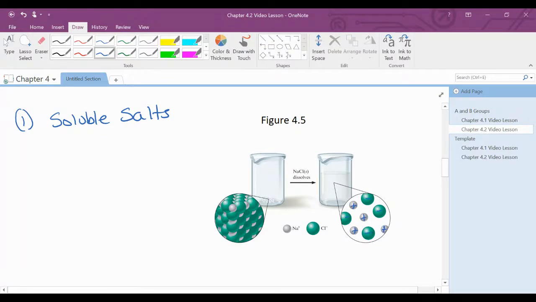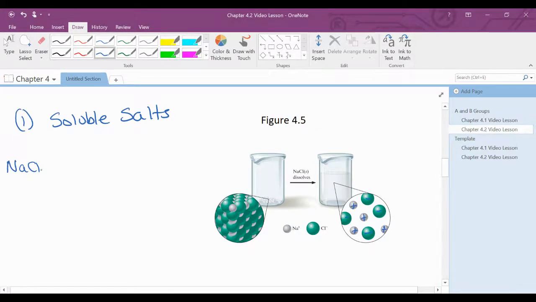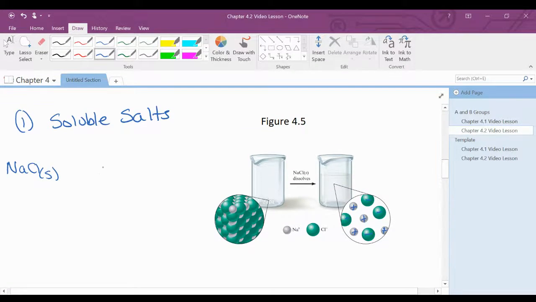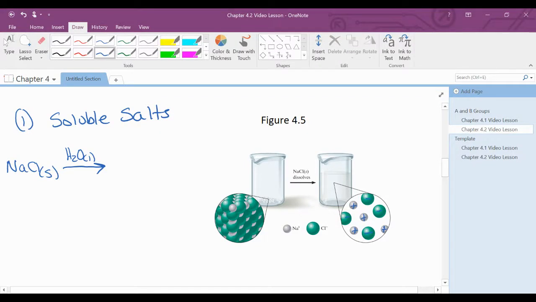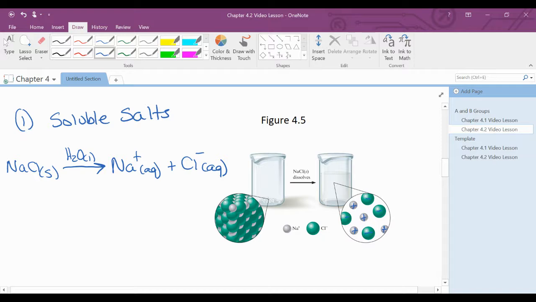So if you were to write the equation, sodium chloride in water completely forms sodium cations in solution plus chloride anions in solution. And it completely ionizes in water, which means those ions are in solution and they conduct electricity.